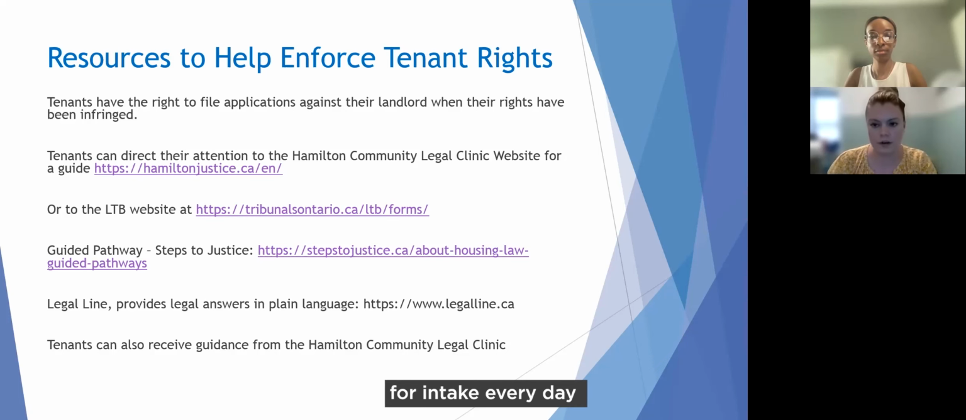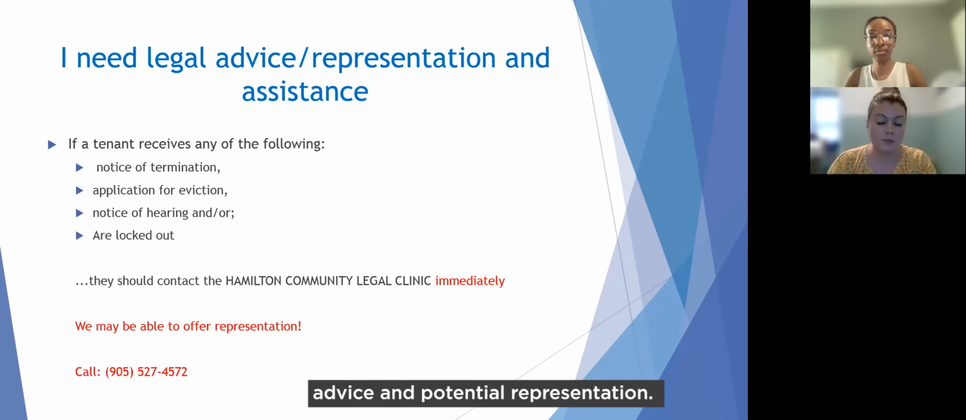As I said, we're open for intake every day, and we advise you to call or email to get advice and potential representation. We generally are limited in terms of our funding to representation for eviction, but we are always able to give advice on any kind of housing issue that relates to the areas we practice, and we're also able to give general information and legal advice on different issues, even if we're not able to represent.